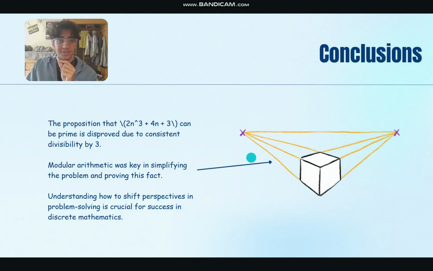The two perspectives that we're trying to think of are the algebraic perspective that you might see when you see this entire 2n cubed plus 4n plus 3, and the modular arithmetic perspective. I feel like helping students bridge that gap is something that I would really like to do, and something that I think is really important for discrete math, where you've got to tie all these connections between different topics.